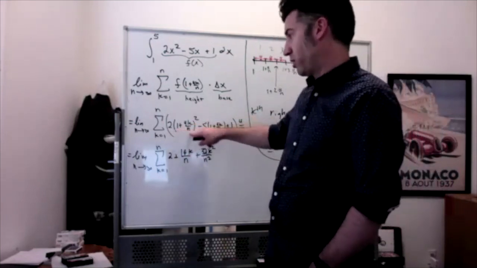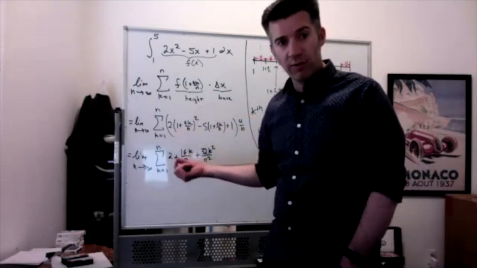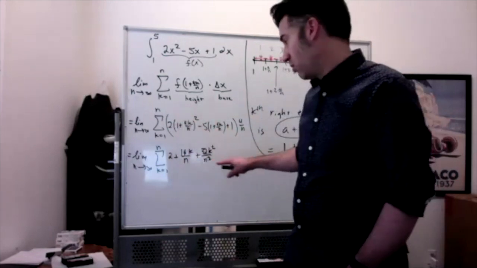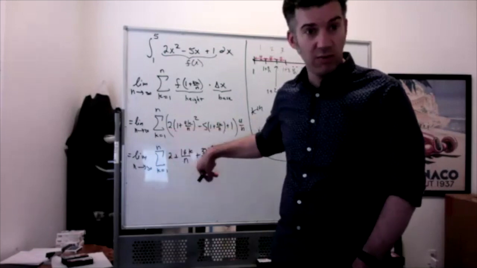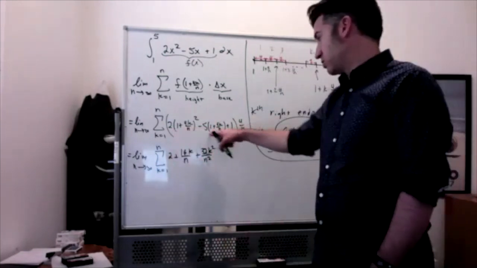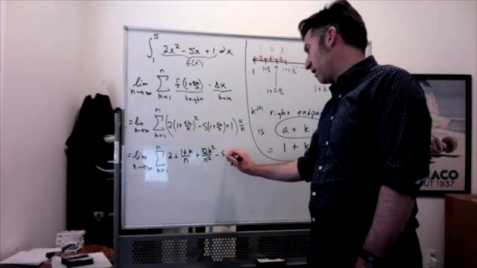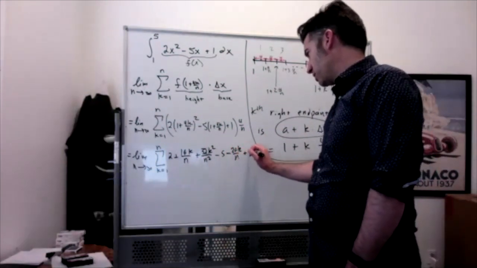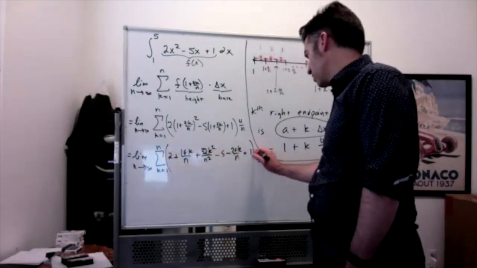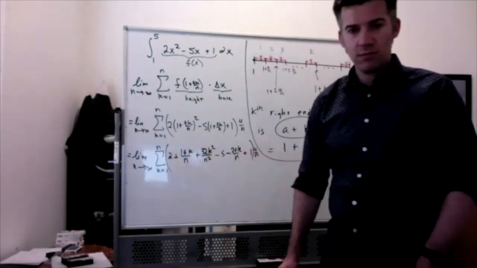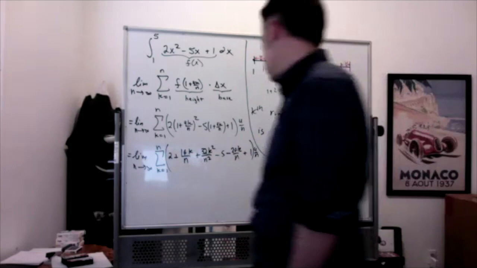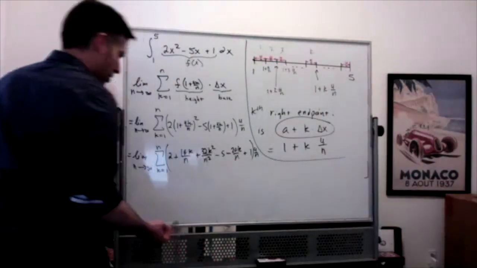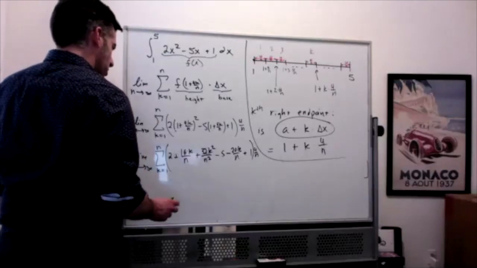So 1 plus 4k over n squared is 1 squared plus 2 times 1 times 4k over n plus 4k over n quantity squared, which is all this except we then multiply it by 2. Minus, distribute the 5, minus 5 minus 20k over n, plus 1, all times 4 over n. Okay, group the like terms together. So I've got a 2 minus 5 plus 1, that's going to be a minus 2.